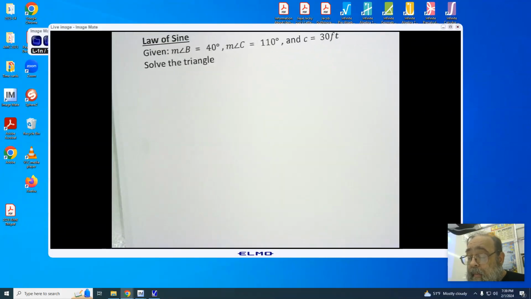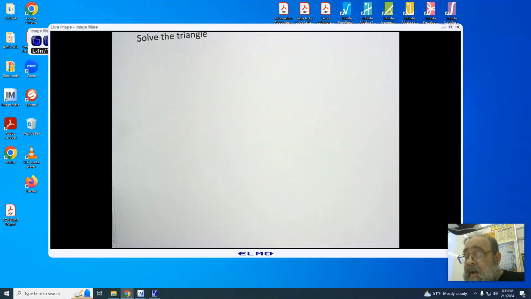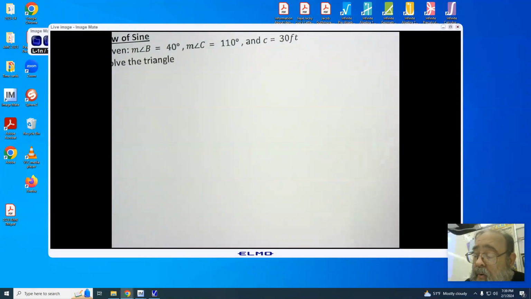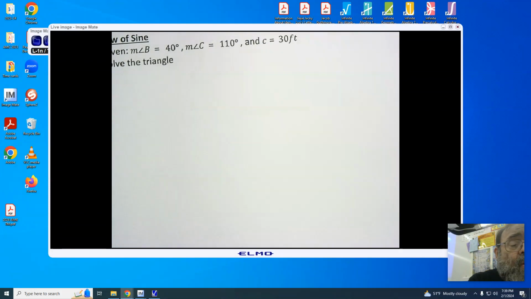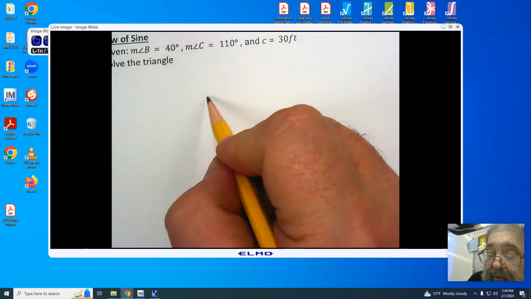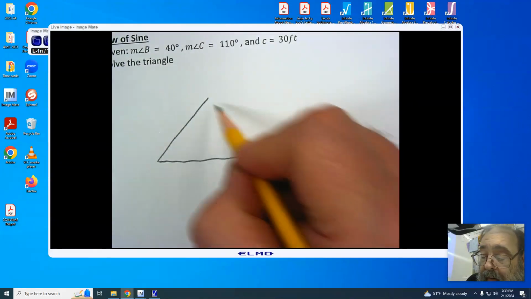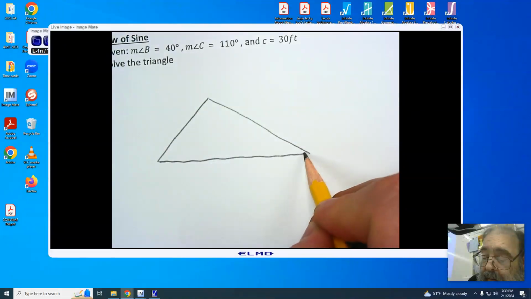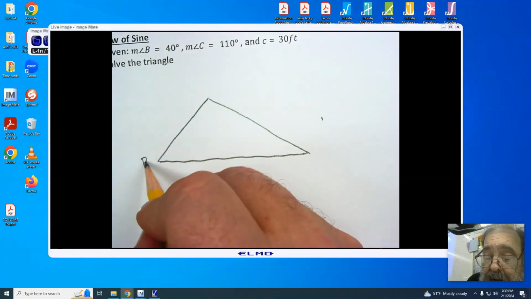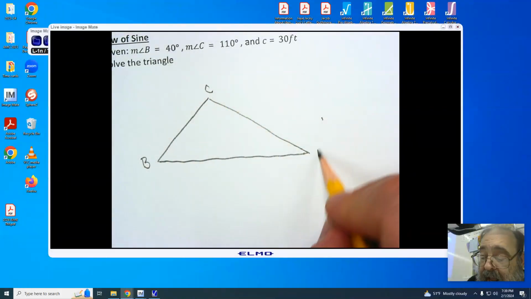Now, in the next group of problems, I'm asking that you draw the triangle. I'm giving you a more real-life situation. We're still going to find our angle here by simply subtracting from 180 degrees, and I'm going to find that this is going to end up being a 30-degree angle. I'm going to set up my triangle, and I'm going to put my more acute angle off to the side here. And I now have B, C, and A.